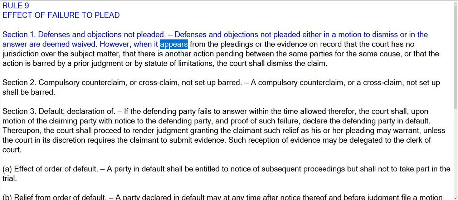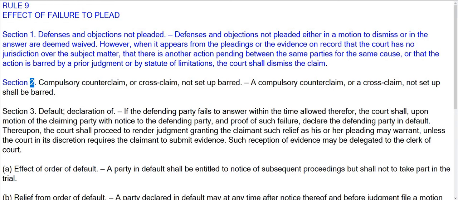However, when it appears from the pleadings or the evidence on record that the court has no jurisdiction over the subject matter, that there is another action pending between the same parties for the same cause, or that the action is barred by a prior judgment or by statute of limitations, the court shall dismiss the claim.